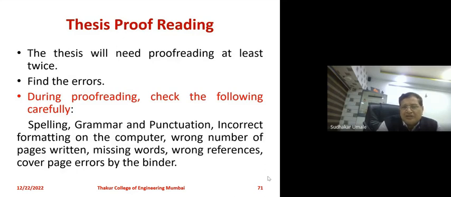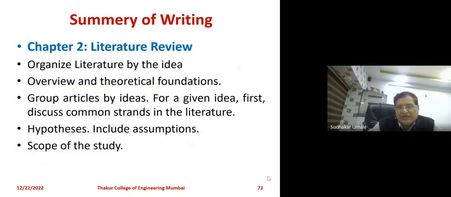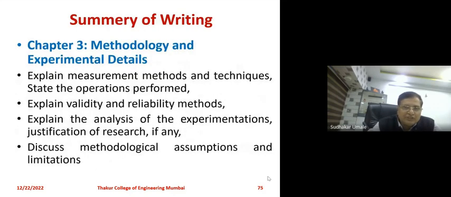Thesis proofreading I have already explained. Check spelling, grammar, punctuation, incorrect formatting on the computer, and wrong number of pages written. Many times you mention a number, but it is written wrongly. Some words are missing during proofreading, there are wrong references, and cover page errors by the binder. The binder makes a lot of mistakes. The summary of writing I have already explained. So I will stop here.